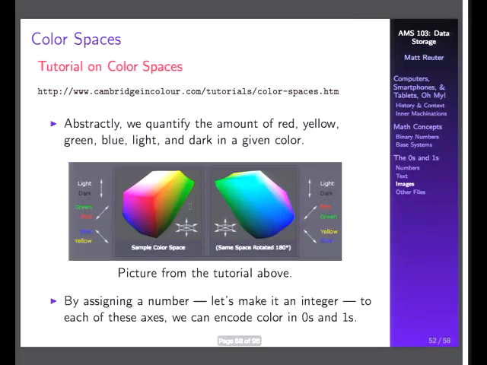Okay? And the way this works generally is what's called a color space. There's a nice tutorial up there, and I grabbed one of the images from it, where one of the very common color spaces tries to quantify several different aspects of color. So think about having now our normal 3-dimensional Cartesian system.